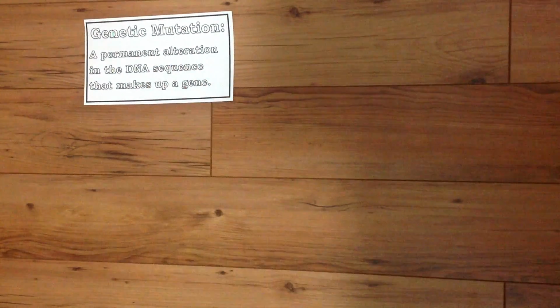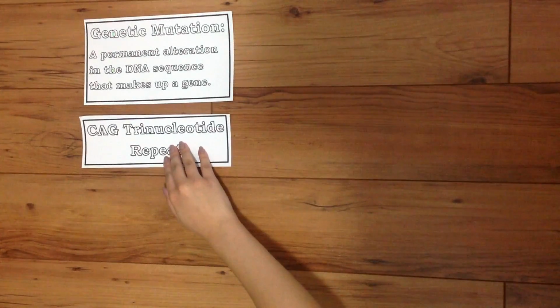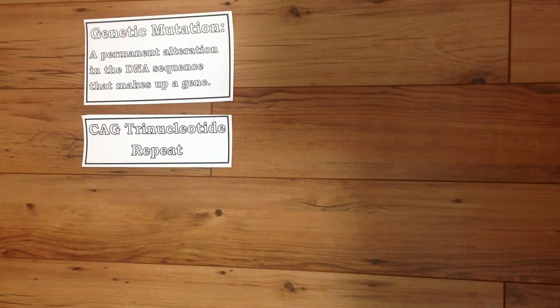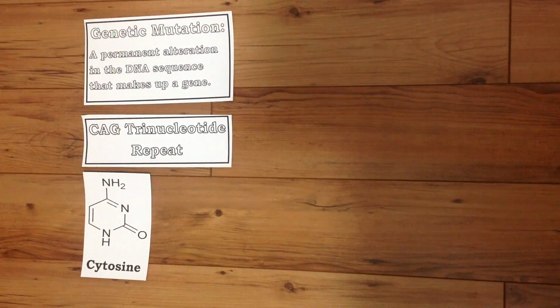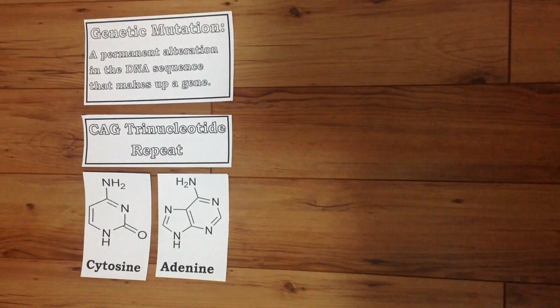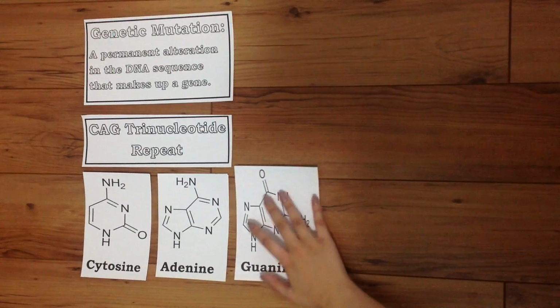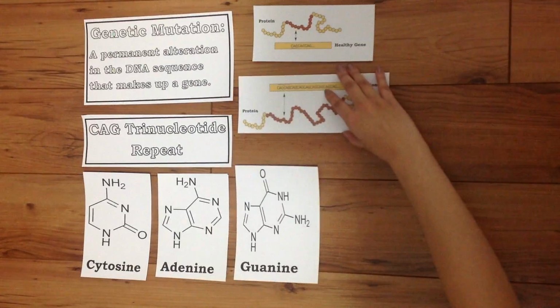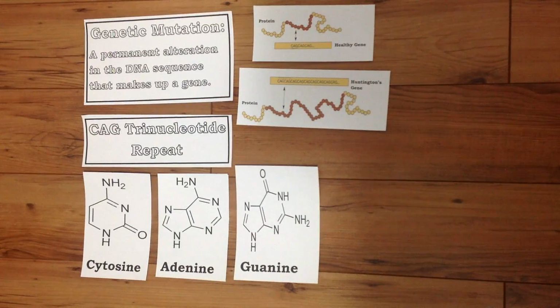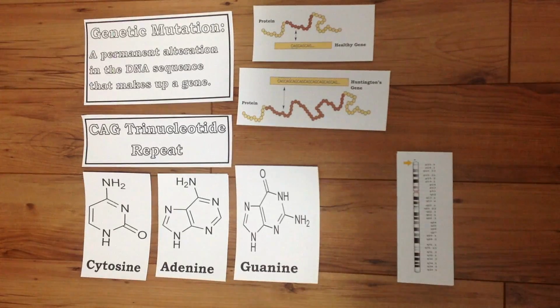Genetic mutations. A genetic mutation is a permanent alteration in the DNA sequence that makes up a gene. One such mutation is called a CAG trinucleotide repeat. As the name suggests, it is a mutation in which a trinucleotide segment made up of cytosine, adenine, and guanine, appearing multiple times in a row, repeats in a gene in numbers that exceed the normal stable limit. This mutation can be found on the HTT gene located on the p arm of chromosome 4.